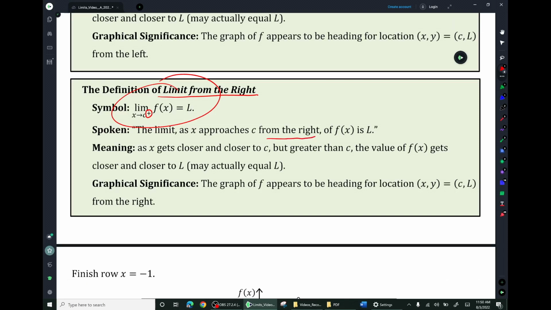And what it means is, as x gets closer and closer to C, but greater than C, the value of f gets closer and closer to L and may actually equal L. And the graphical significance is that the graph appears to be heading for the location C, L from the right. So again, in interpreting this symbol, you still notice the C and the L and recognize that those are the xy coordinates of a location that the graph is heading towards, but with the additional qualifier that the graph is heading for that location from the right.